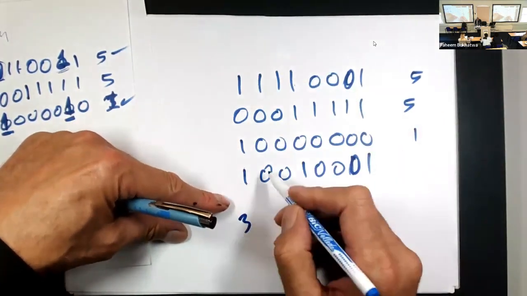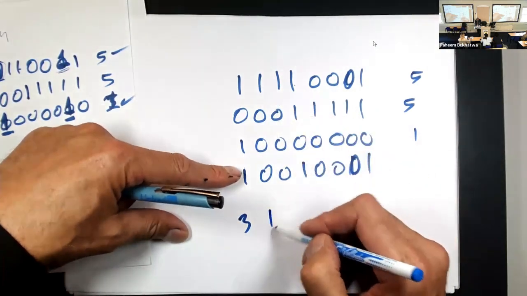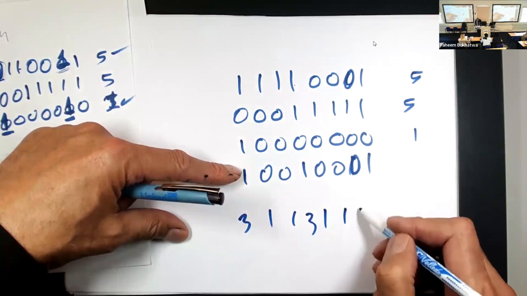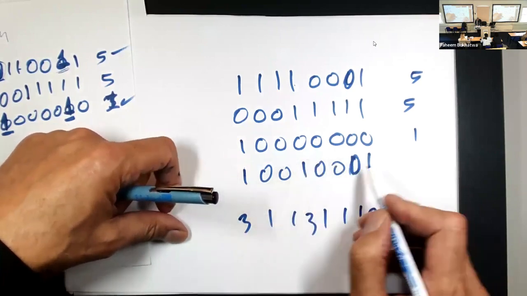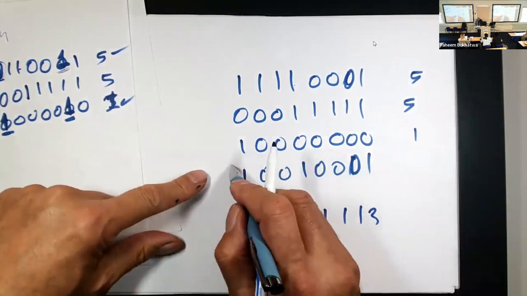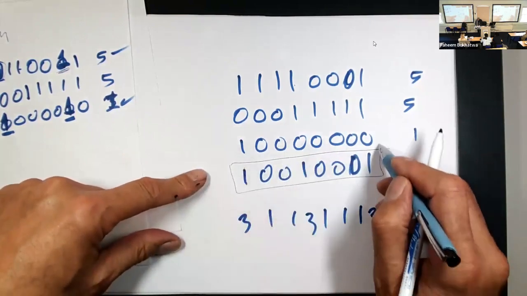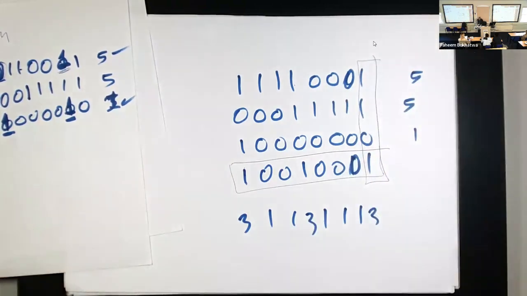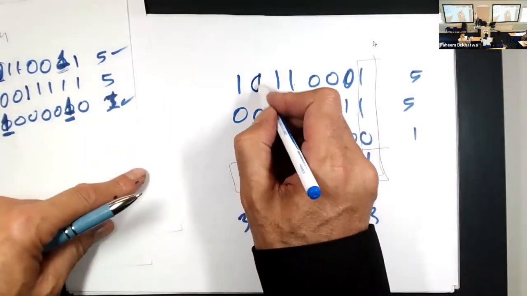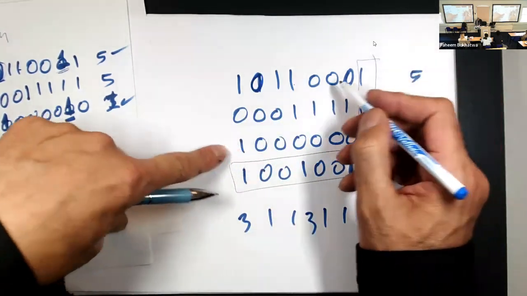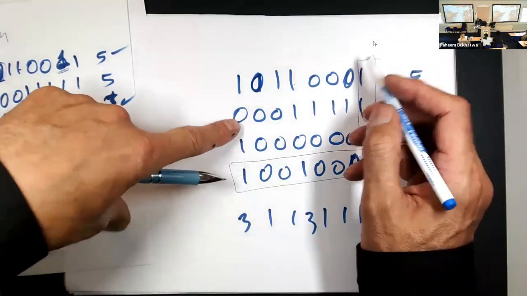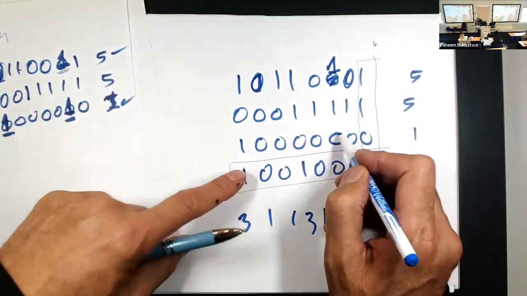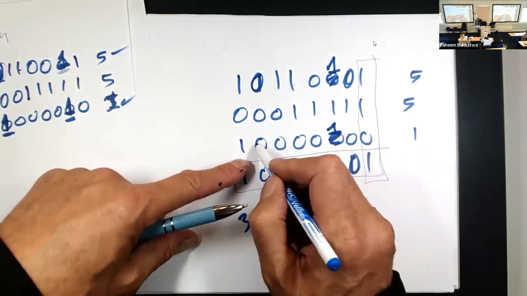Downward, it's 3 and 1. 1, 3, 1, 3. And remember, these are the parity bits here, and these are the parity bits that will need to be removed if everything is good. Now, let's change this bit into a 0, and this bit into a 1, and say this bit into a 1, and this bit into a 1.